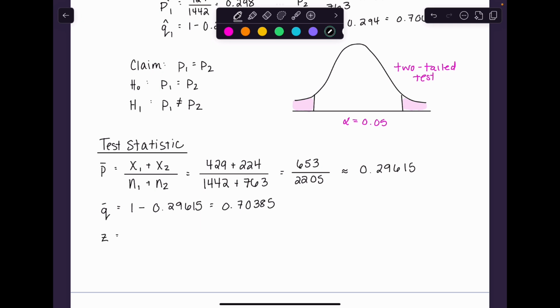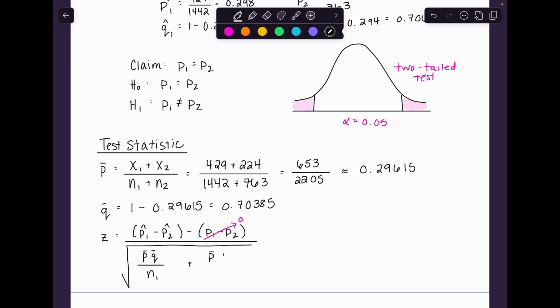So we now can find our actual test statistic, writing down what that is. It is the difference in those sample proportions minus the difference in the true proportions. But again, our claim is that these are equal. So this is 0. And then in the bottom, I got a big old statement, which is going to be those pooled samples times the complement over the first sample size, and then the same thing over the second sample size.